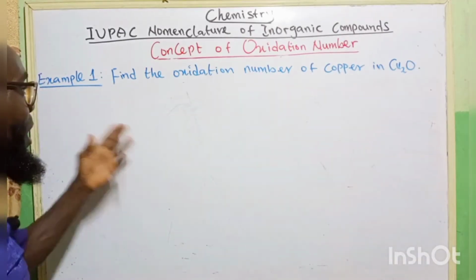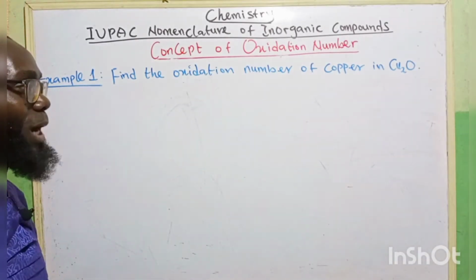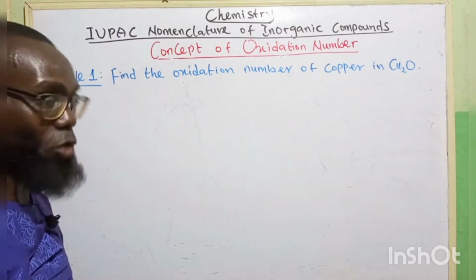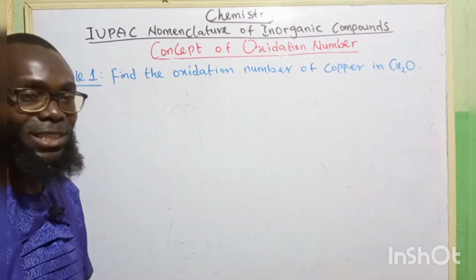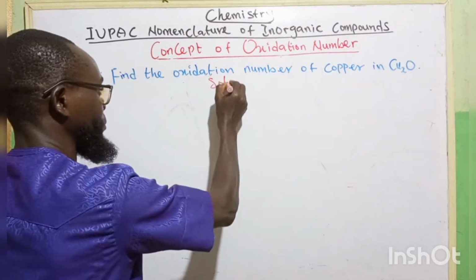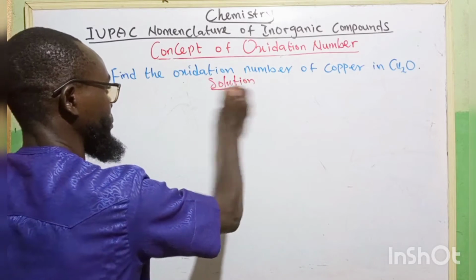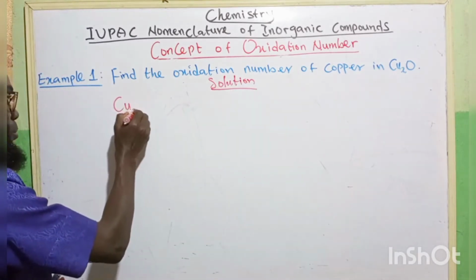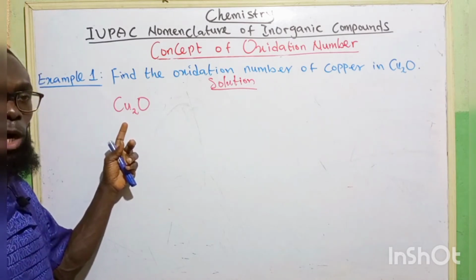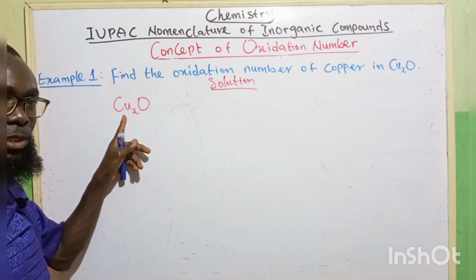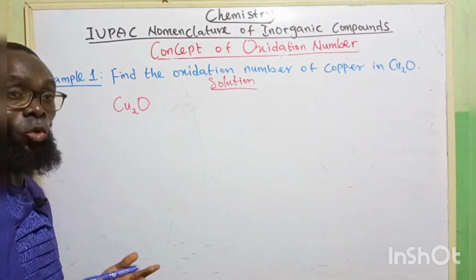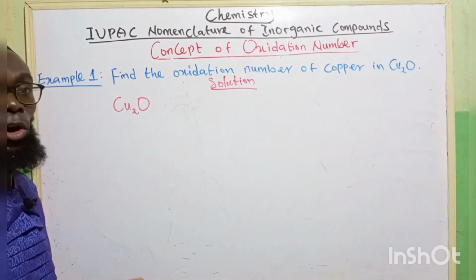Example 1: find the oxidation number of copper in Cu2O. The oxidation number of copper is what we want to look at. Since this is what we are looking for, let us represent it with an unknown letter, probably x or y.